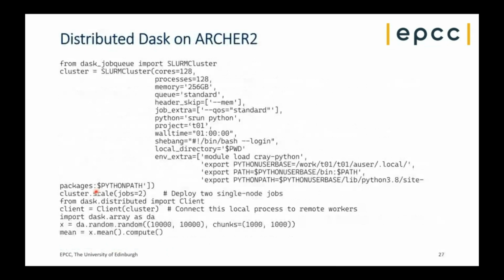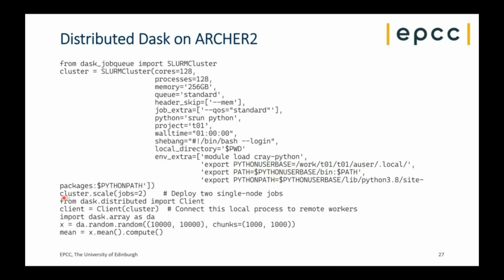Actually, on ARCHER2, this is what it looks like. It looks a little bit complicated, but if you wanted to submit to the compute nodes using this job queue thing, you actually define a Slurm cluster. You put in all the things that we see here from the standard batch script we've seen before, like your project and what you want to do. You have to add in a little bit more, so your Python user base, so it picks up your modules correctly and your installs correctly.